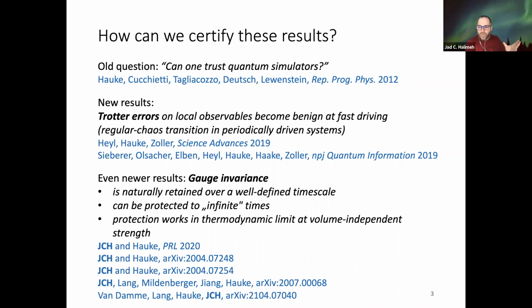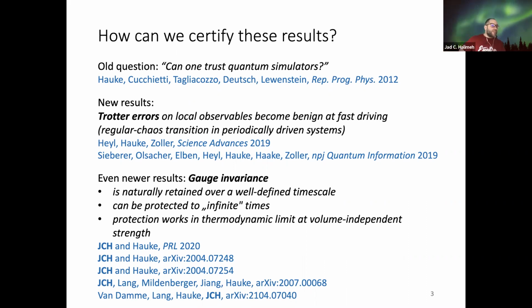To have a gauge theory, you need gauge invariance. And now we will investigate what happens when gauge invariance is slightly broken. How can we protect it? As we will dive deeper into details later, we see that gauge invariance is naturally retained over a well-defined timescale, even in the presence of unavoidable gauge breaking errors in your experiment.